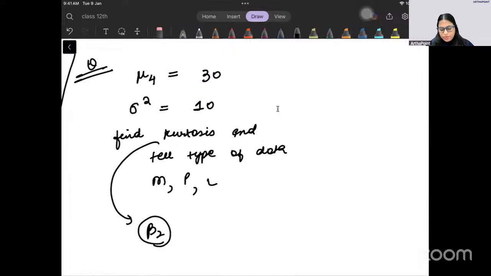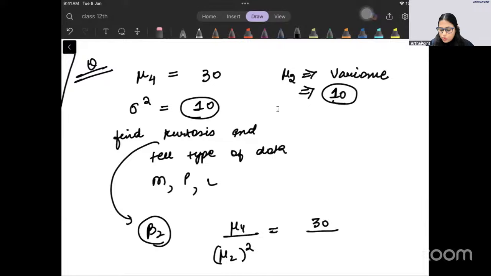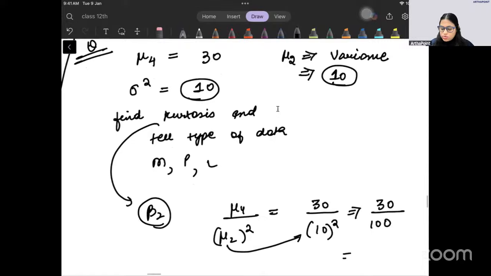So what's the formula of beta 2? Mu 4 upon mu 2 whole square, and mu2 is nothing but the variance. Here variance is given to me as 10, right? So this is 30, mu2 is variance 10, whole square. So 30 divided by 100, so 0.3, which is less than 3. So don't say the answer is 3.